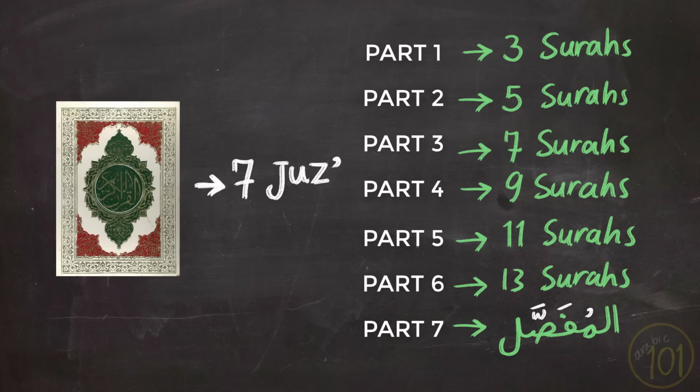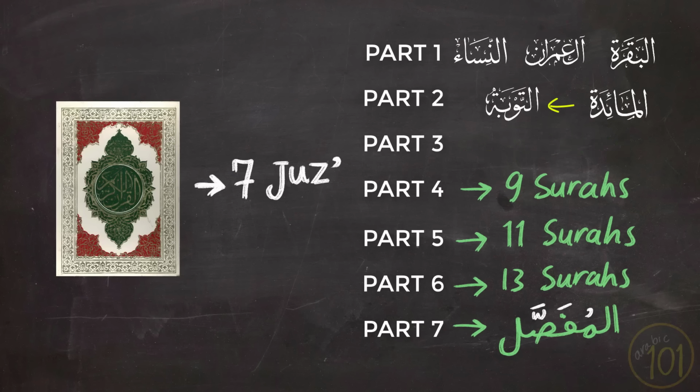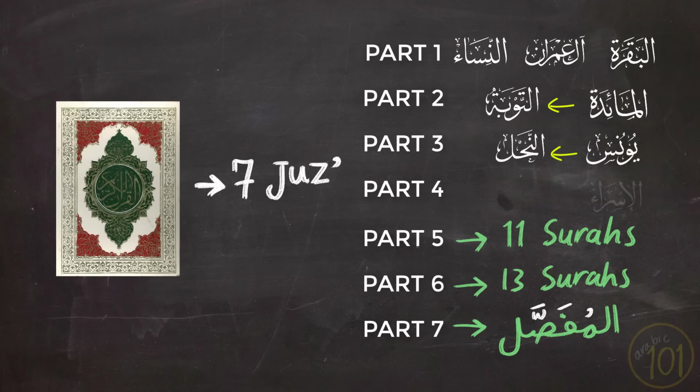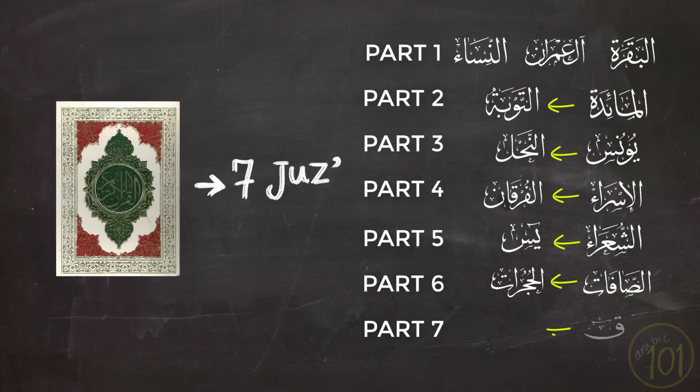And to give you an idea where they start and end, part 1 contains Surah Al-Baqarah, Al-Imran, and Nisa, and the 5 surahs of part 2 from Al-Ma'idah to At-Tawbah, and the 7 surahs of part 3 are from Yunus to An-Nahl, and the 9 surahs are from Al-Isra to Al-Furqan. Part 5 then contains Ash-Shu'ara to Yasin. Part 6 is from As-Saffat to Al-Hujurat. And the 7th and final part starts at Surah Qaf till the end.